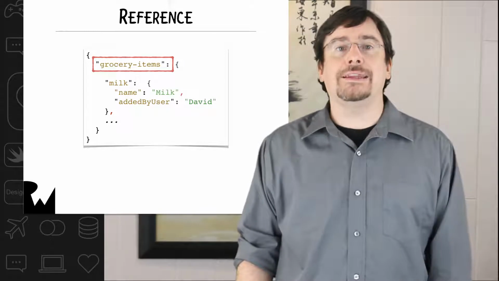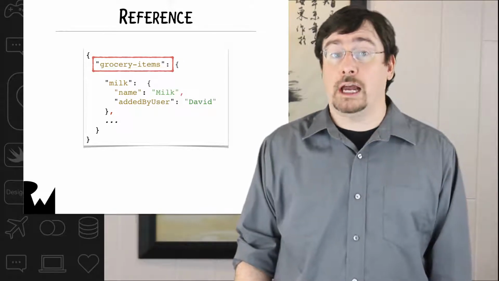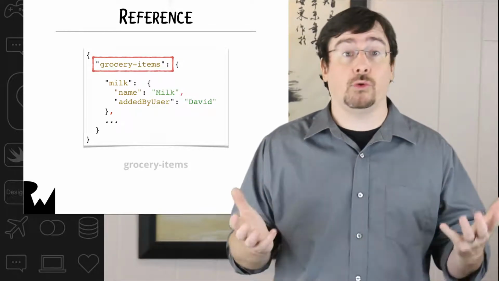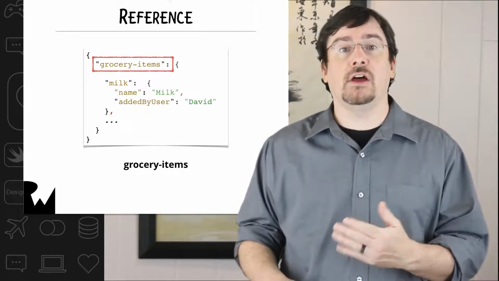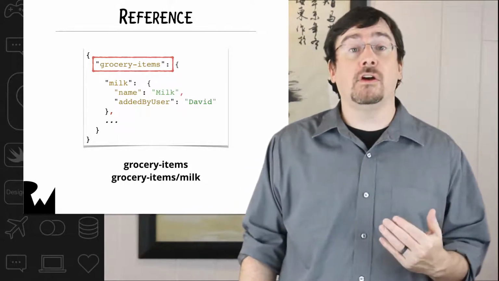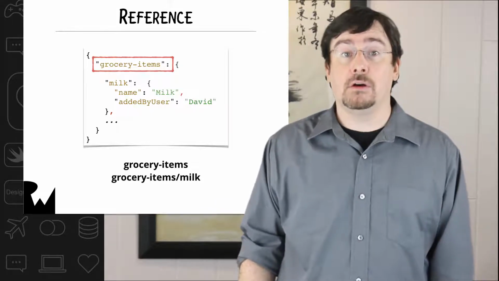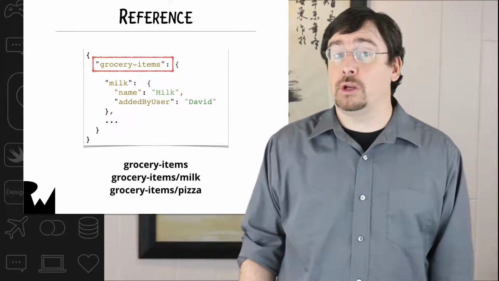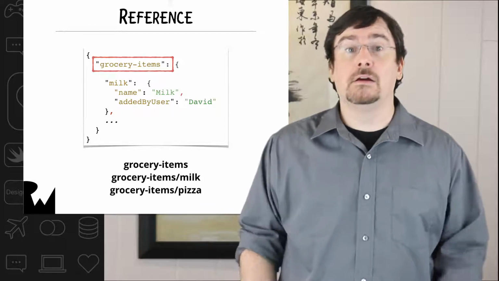For instance, to gain access to the grocery items, the path is simply grocery items. Looking at the JSON, what's the path to the milk? It's grocery items / milk. The pizza is grocery items / pizza. When working with references, always keep these paths in mind.